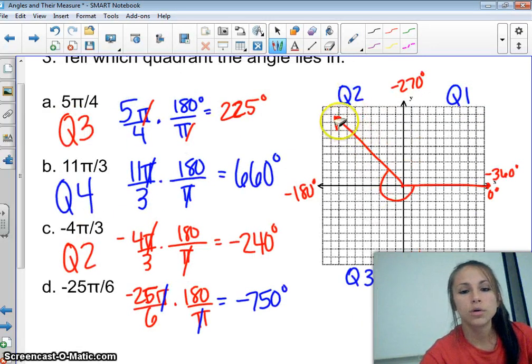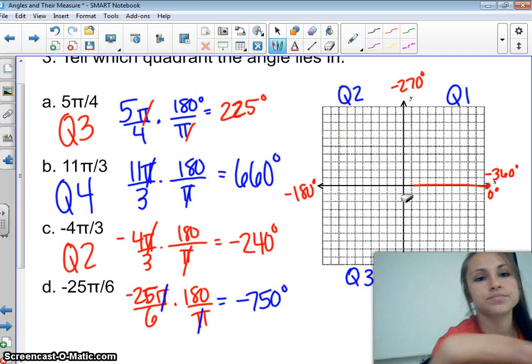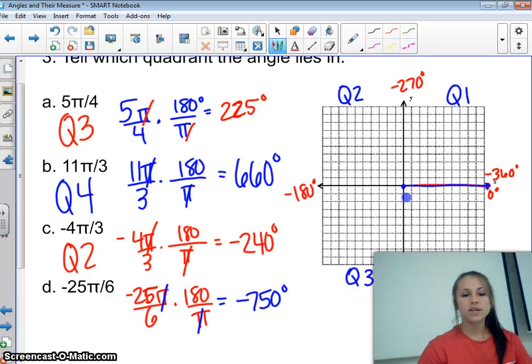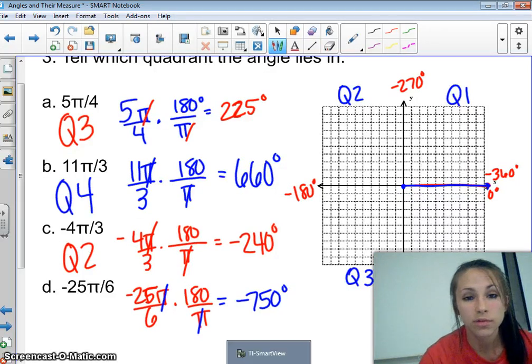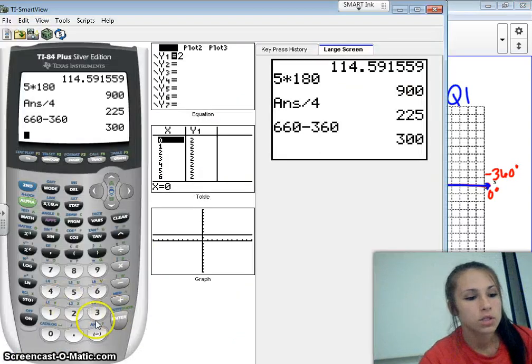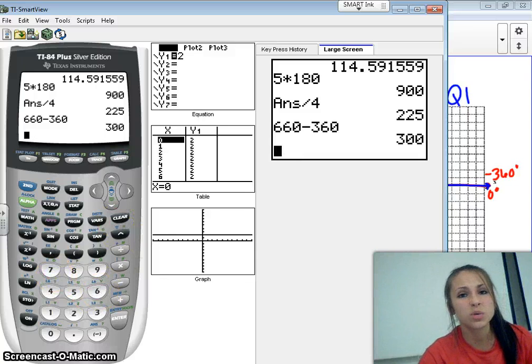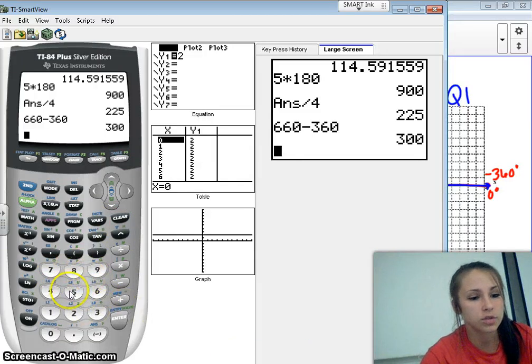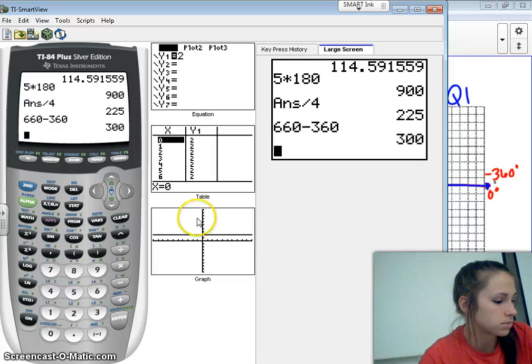So if I'm drawing this, let's erase this thing. I'm going to draw it with blue. Alright, so negative 750, I want to find out how much more than 360 that is. So if I go all the way around, that's 360. We know that 720 is like 2 full rotations around. So I could just subtract 720, but let's just go ahead and do it this other way.